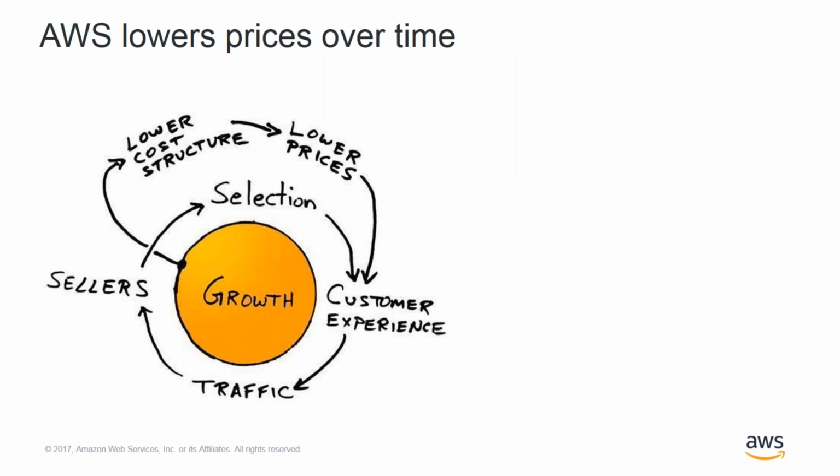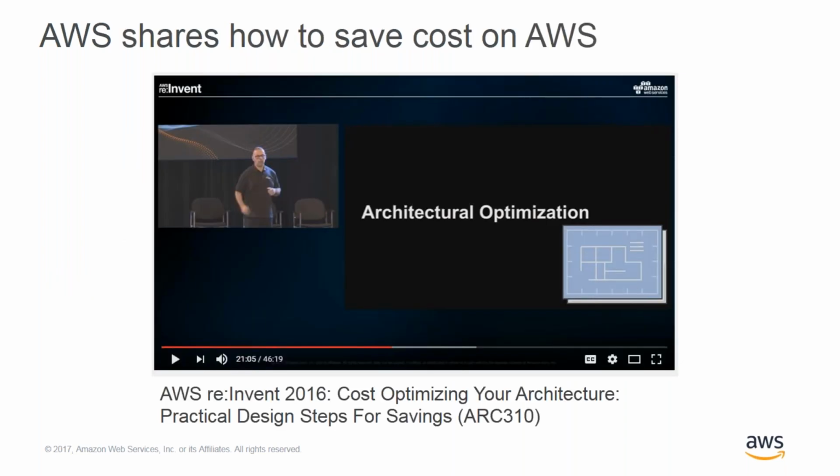AWS also lowers prices over time, and you can see that as we grow, we lower prices for our customers through efficiencies of scale, and that delivers a better customer experience for all of our customers. Since we've begun, we've had 62 different price reductions over time, many of which without any cloud competitors around. AWS also shares with customers how to save on AWS through webinars like this and many talks. One example being a re:Invent talk in 2016, which talks about how to architect in a way that optimizes spend.